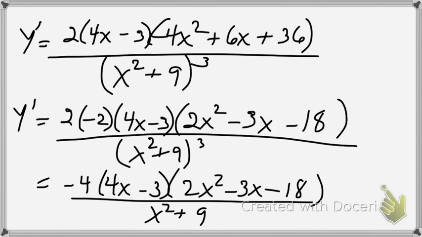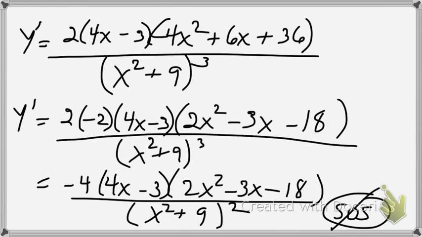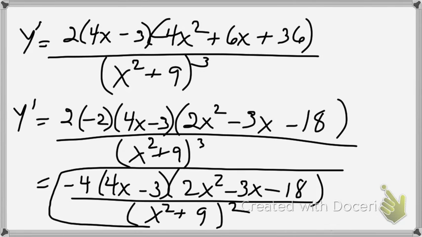Now, of course, we do not factor the denominator. That's the sum of squares. We call it the sauce, and you stay off the sauce. And then while I'd love to factor this trinomial some more, it's just not factorable. So this is our derivative.